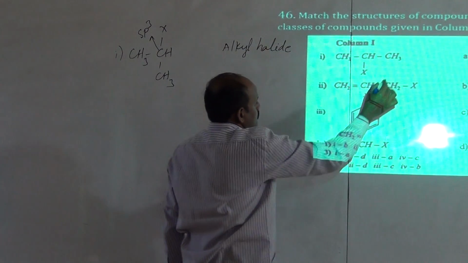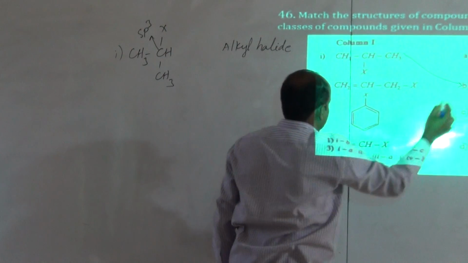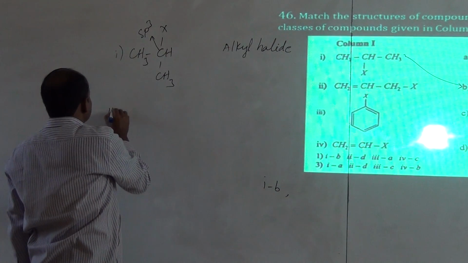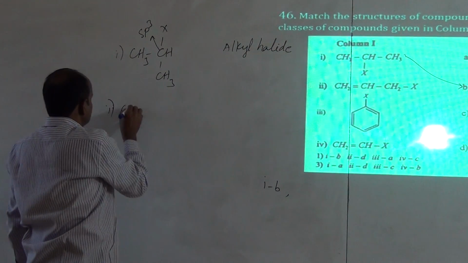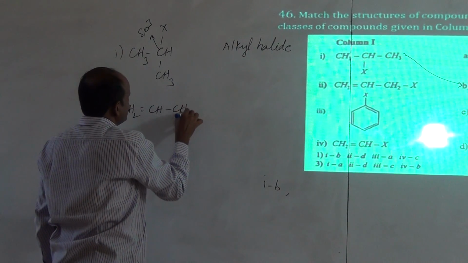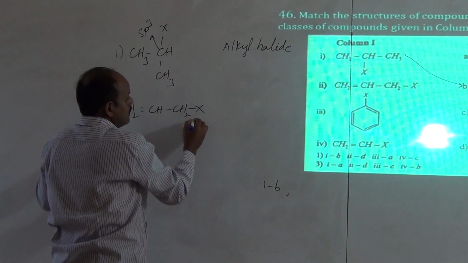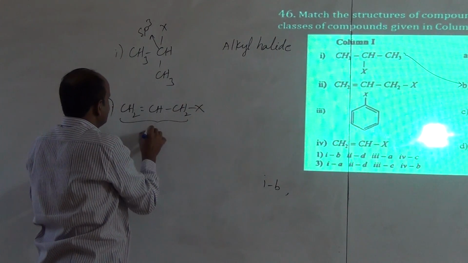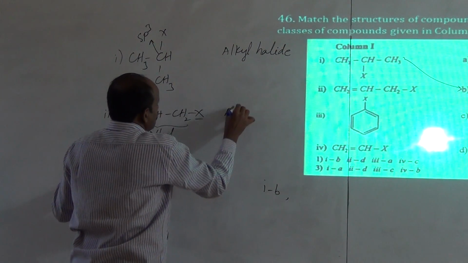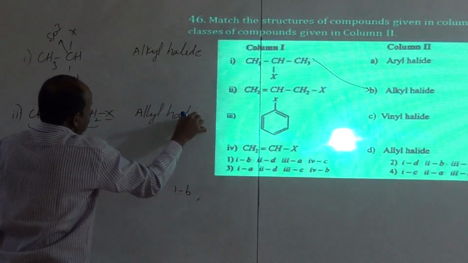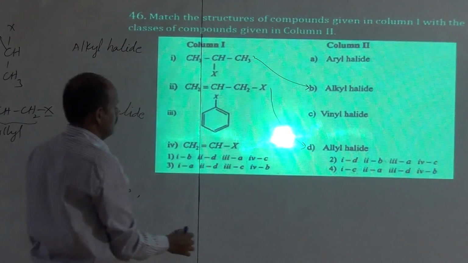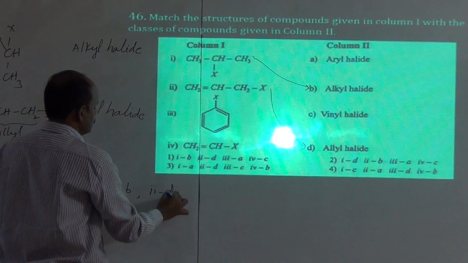Okay, this first option is alkyl halide, that is B. 1 is B. Then, what is the second option? CH2 double bond CH CH2X. Here this group is called allyl. It is a halogen atom attached to the allyl group, hence it is the allyl halide. Where is that one? Allyl halide, that is second one, is D.